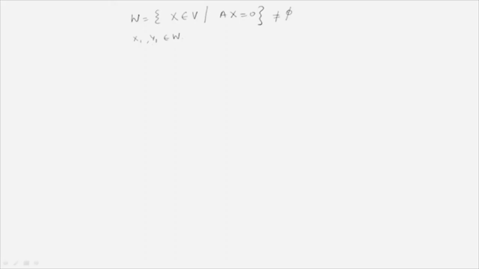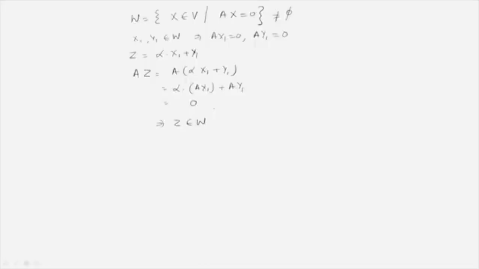But if it has infinitely many solutions, then we can prove it in this way. We will assume that x1 and y1 are two elements in W, that means Ax1 equal to 0 and Ay1 equal to 0. And we have to show that z, which is alpha dot x1 plus y1, is also in W. So you take A into Z, which is A times alpha dot x1 plus y1, which is alpha dot Ax1, because alpha is a scalar, plus Ay1, and it is 0, and it is 0, so it is 0. So that means Z belongs to W. And hence we can say that W is nothing but a subspace of this vector space V.